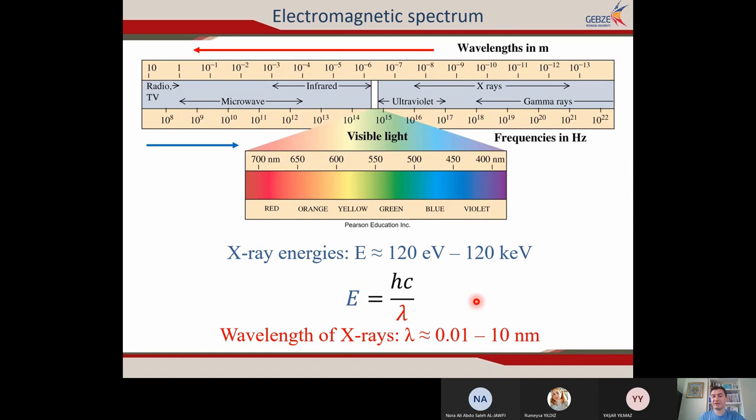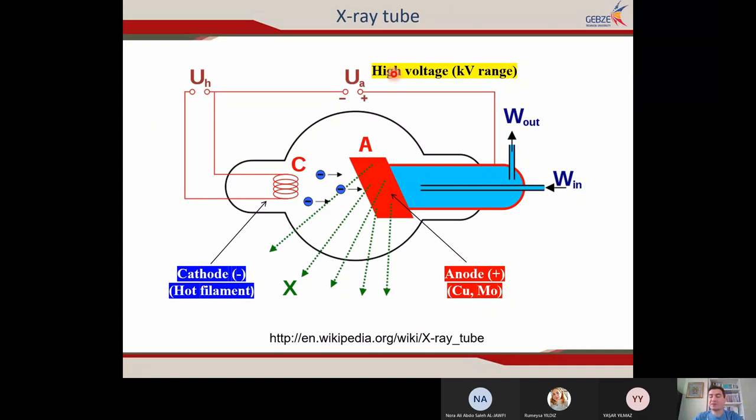Okay, now let me continue with the X-ray tube. This is the most common method to produce X-rays. And the general design has been used since Röntgen, okay? So what we have here, first of all, we have an anode material. I will go into detail. And we have a cathode material. This is positively charged. This is negatively charged. And we have high voltage in between.